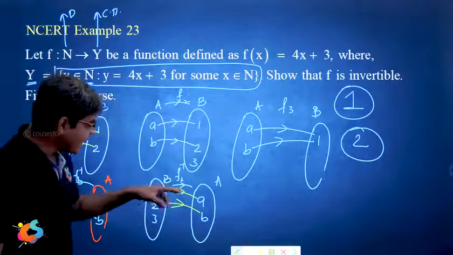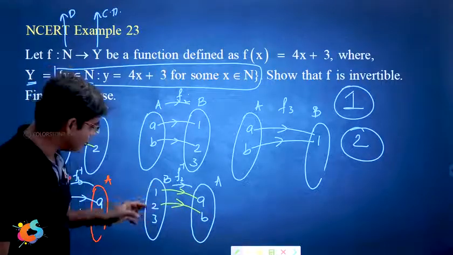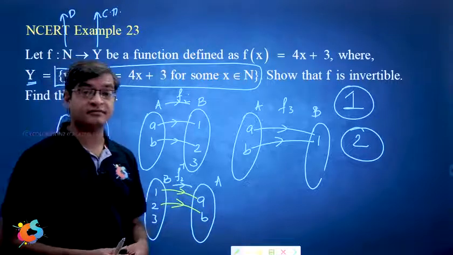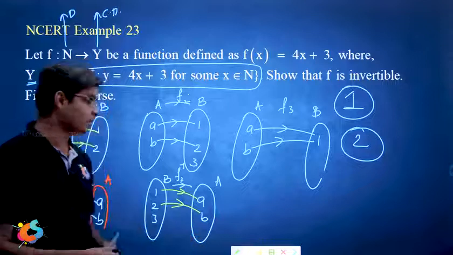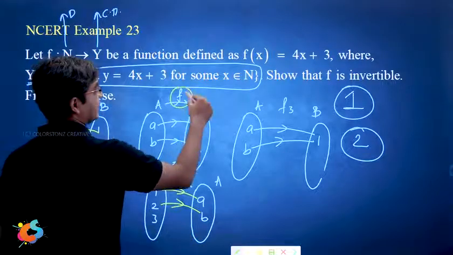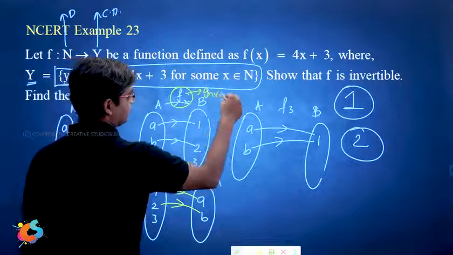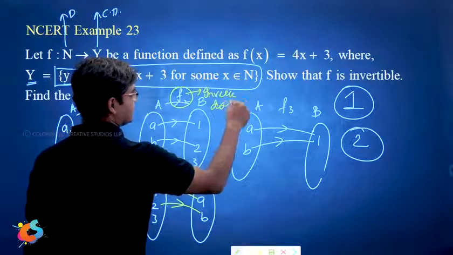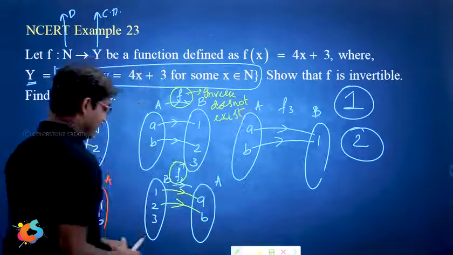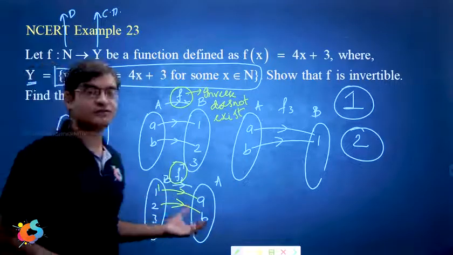So here, 1 has exactly one image, very good. 2 has exactly one image, very good. And what about 3? 3 does not have exactly one image. So therefore, this will not be a function. So therefore, for this function, inverse does not exist. Inverse does not exist for this function. Why? Because you have seen very clearly, it is not following the rule of the function.